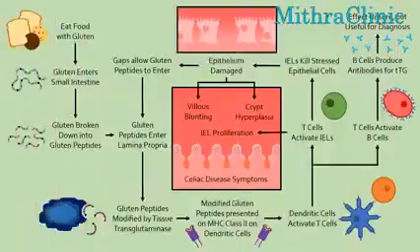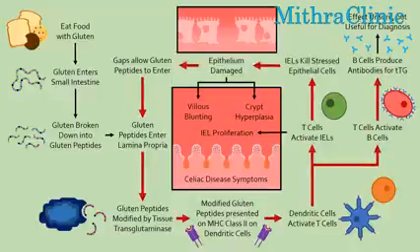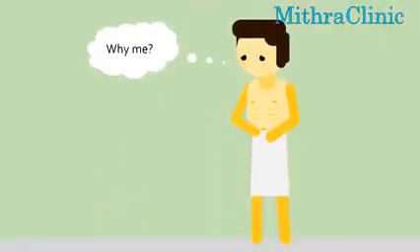To summarize, eating gluten-containing food starts a positive feedback loop where damage makes it easier for more gluten to enter, worsening the situation and resulting in the symptoms mentioned earlier. This brings up an interesting question. Why do some people have an immune response to gluten while most people do not?